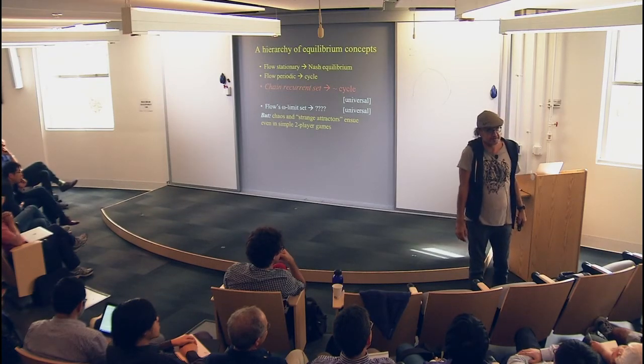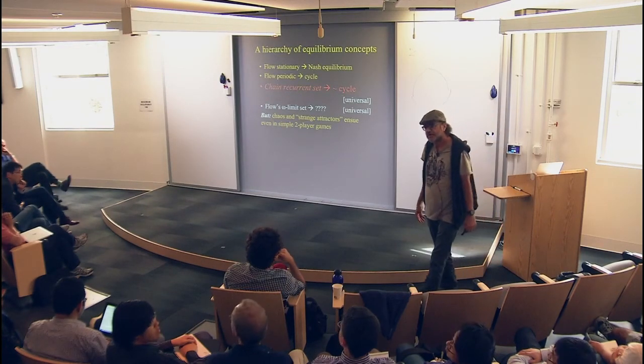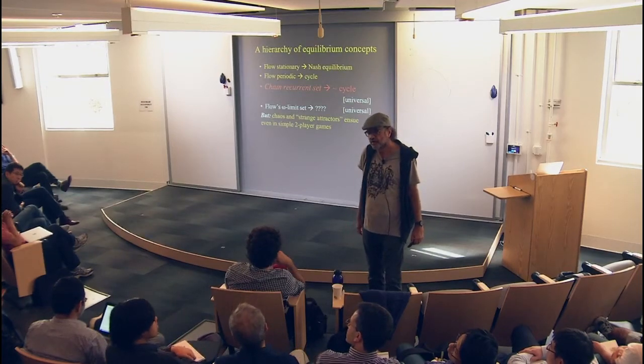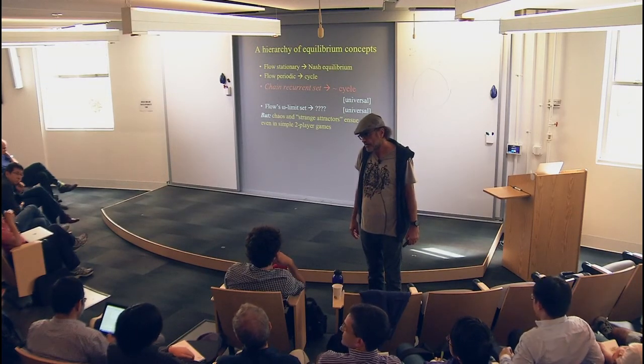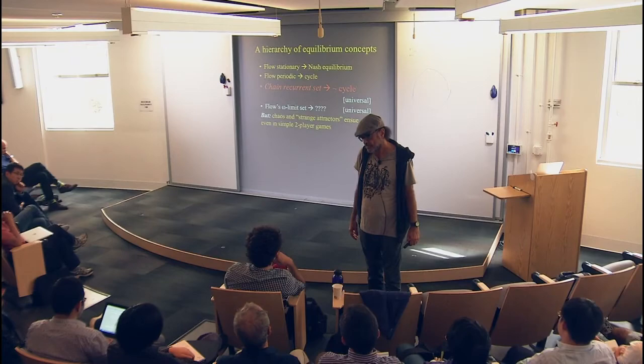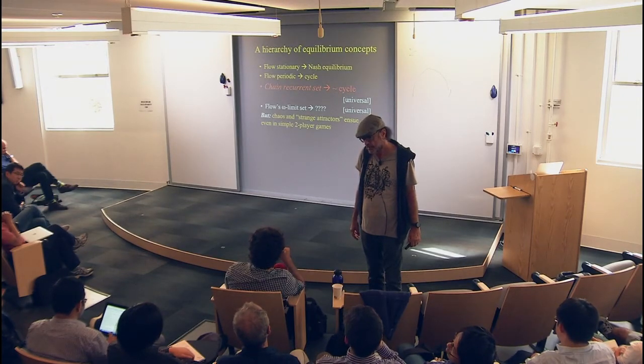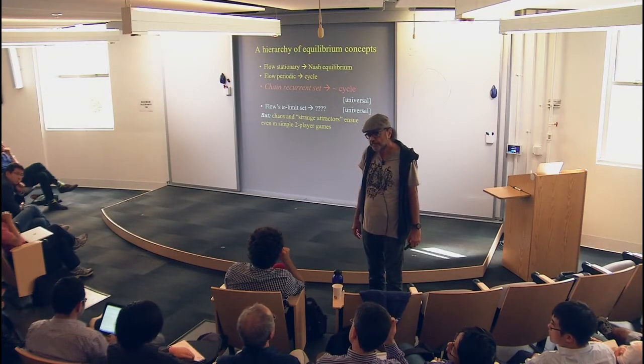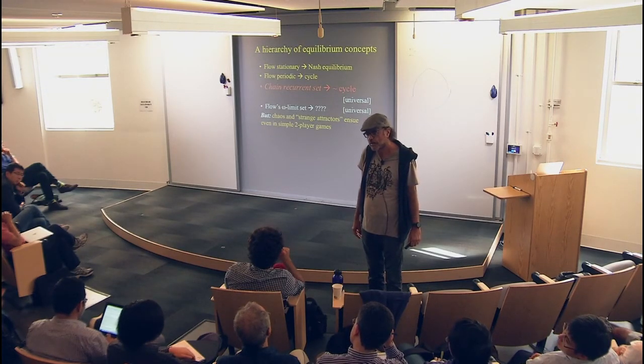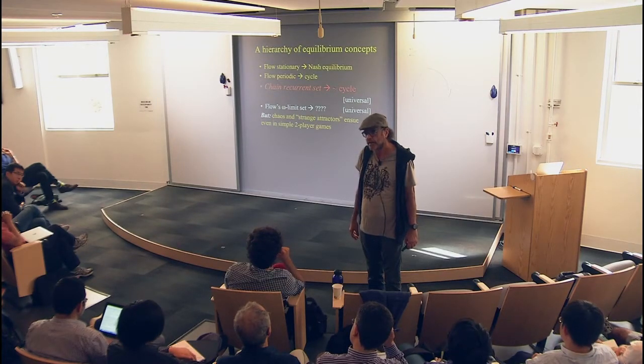Right. Yeah. So I want to follow up on Eva's question. So if you had an example of a game where you could prove that with the chain recurrent cycle concept, you have high welfare, but if you look at the actual dynamics, you get this chaos and you don't have high welfare on average, how would you interpret that? What would you say that means about the game?